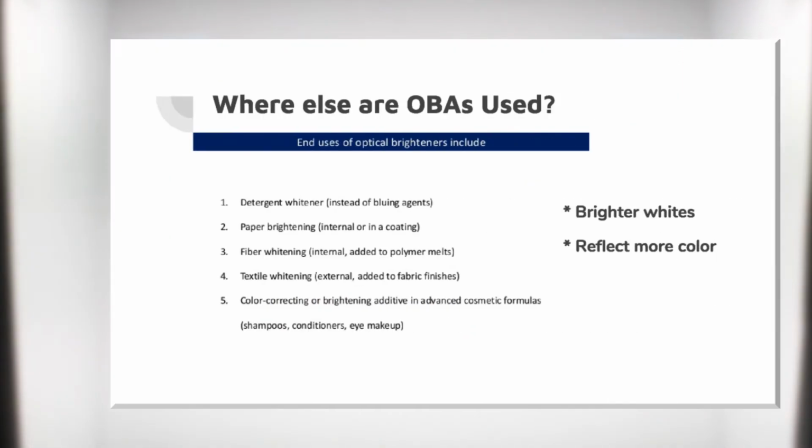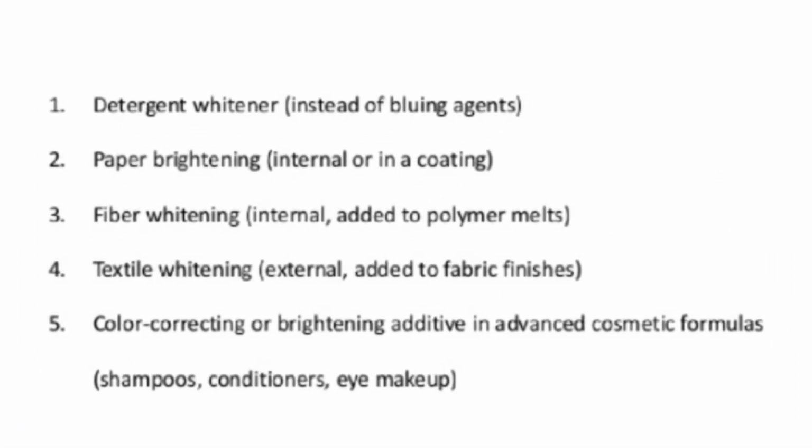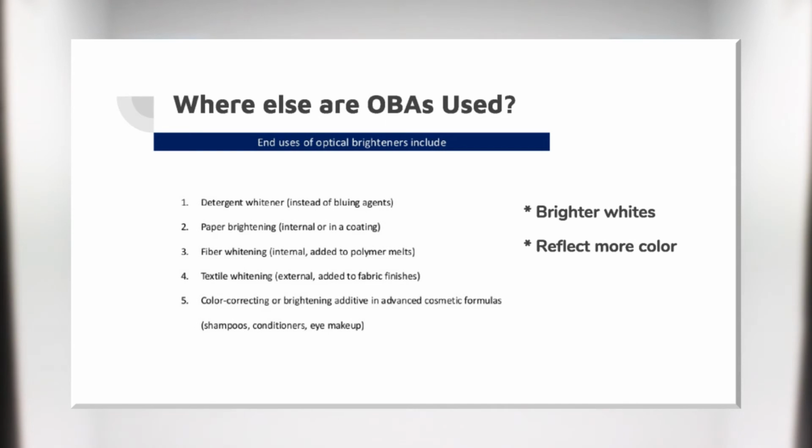because of this. OBAs can be applied to textiles and fibers for whitening purposes as mentioned before, but a more interesting application is in the cosmetics industry. Formulas of shampoos or conditioners that add a purple hue to hair can make blonde hair look more platinum. Some cosmetic powders will use OBAs to brighten darkened or shadow areas of the eyes.